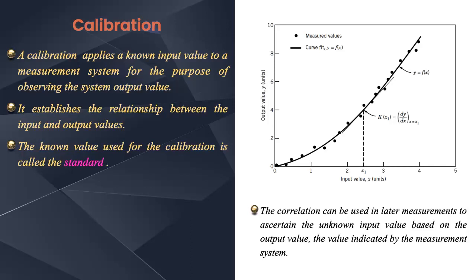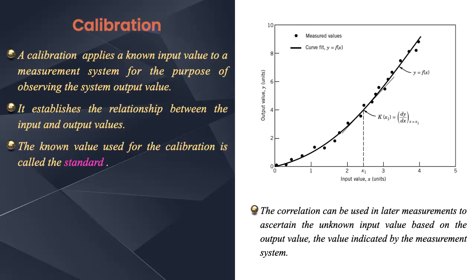For example, if we want to calibrate a load cell, we apply a known input, let us say 1 pound. We apply 1 pound on the load cell and then observe the output of the load cell, which would be in volts. So we are basically trying to establish the relationship between the known input and the output of the load cell. That is, the relationship between the load applied and the voltage output of the load cell.